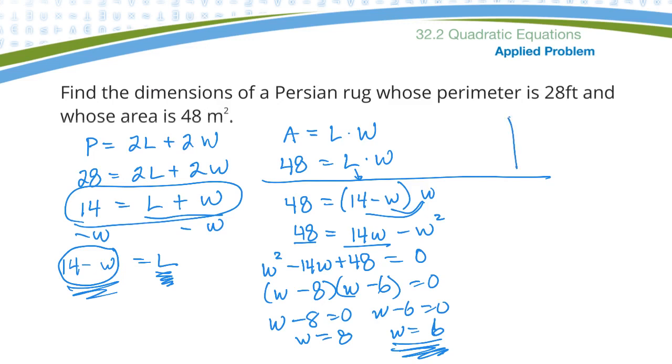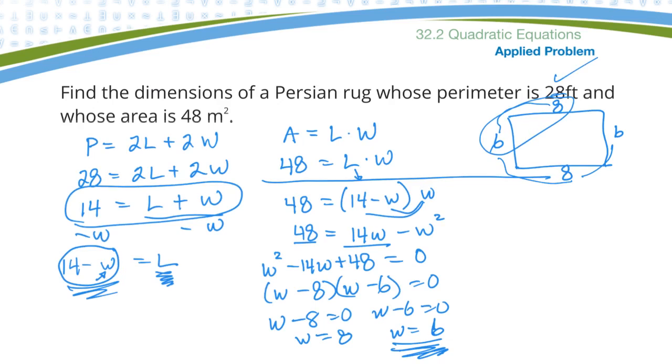So if I had my Persian rug, and the width was 6, I put a width in right there, 14 take away 6 is 8. So that means the length has to be 8. So both lengths are 8, both widths are 6. So let's see if with those numbers, that matches up with the 28 and the 48. So the perimeter is 28. If you add all these numbers up, 8 and 8, 16. 16 plus 12, sure enough, is 28. And area is length times width, so the product of those two is 48. Yep, we must have that right.